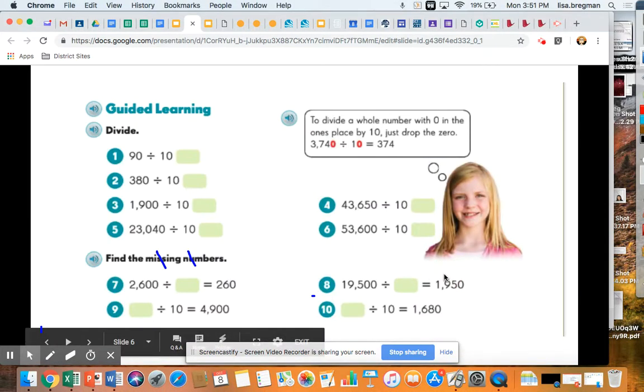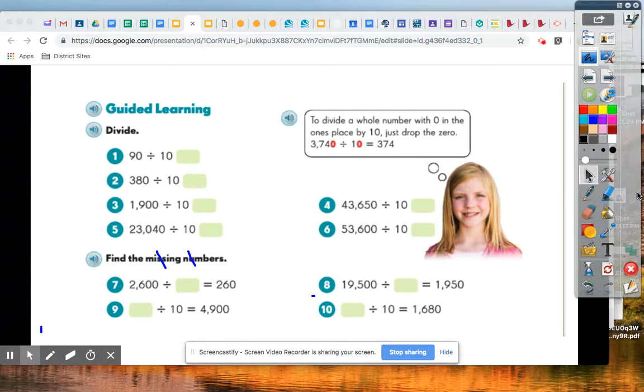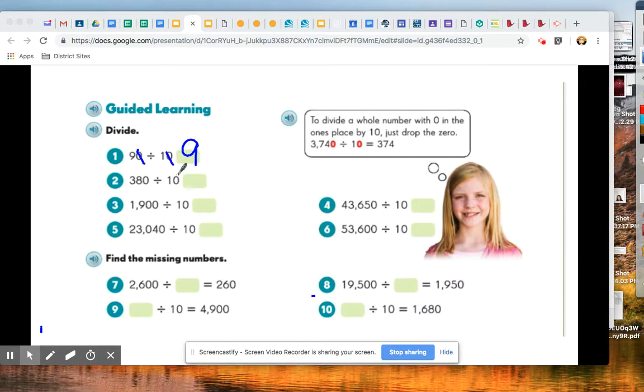For this one, I'm going to show you a couple of problems, and then you can do the rest on your own. So let me show you the ones I'm going to do with you. The first one, 90 divided by 10, we all know is 9. And look at this trick. It does work. 9 divided by 1 is 9. 380 divided by 10 would be 38.